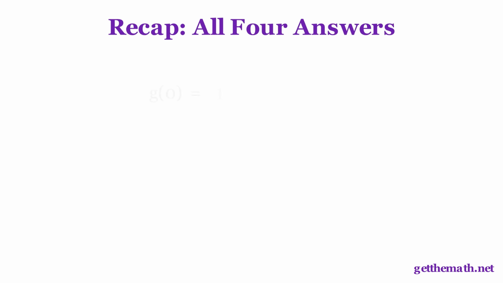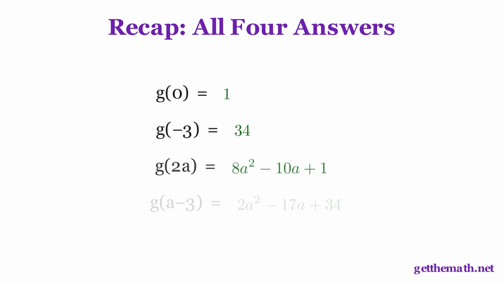Let's recap all 4 answers. G of 0 equals 1. G of negative 3 equals 34. G of 2a equals 8a squared minus 10a plus 1. G of a minus 3 equals 2a squared minus 17a plus 34.